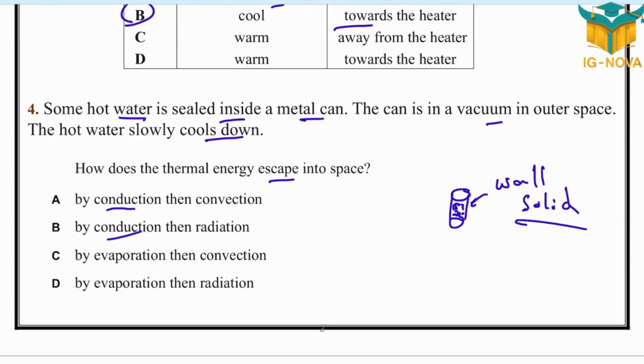Then, while it's a vacuum here, it's space. How will the heat transfer through a vacuum? By radiation. So I'm going to go for B.